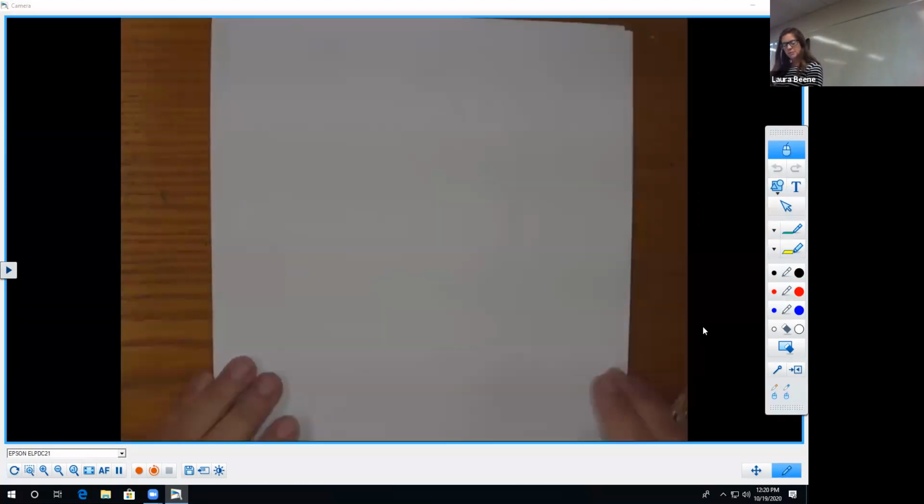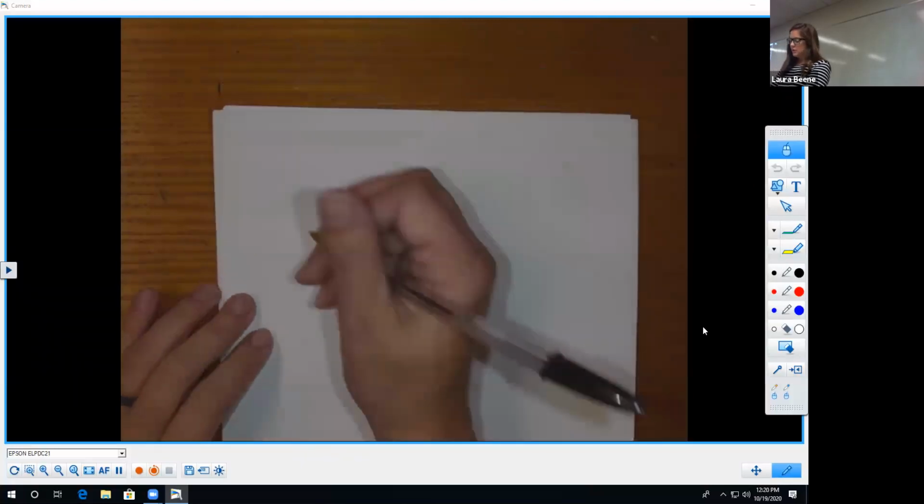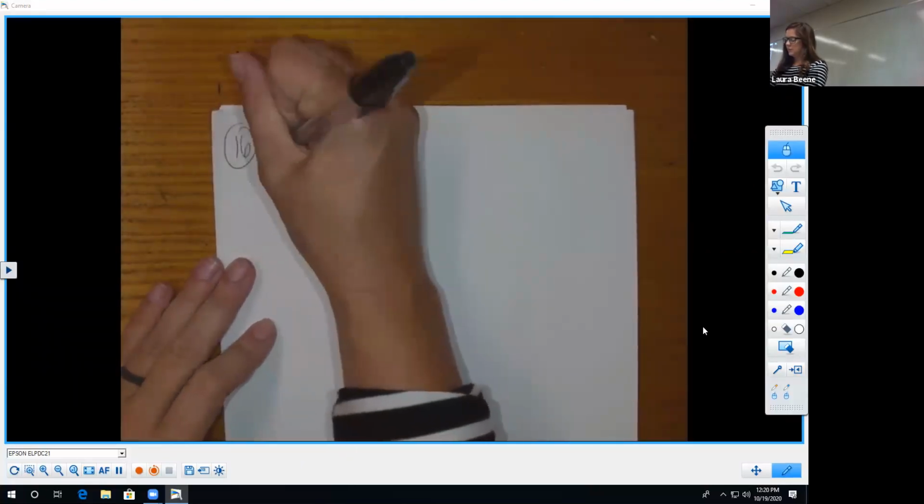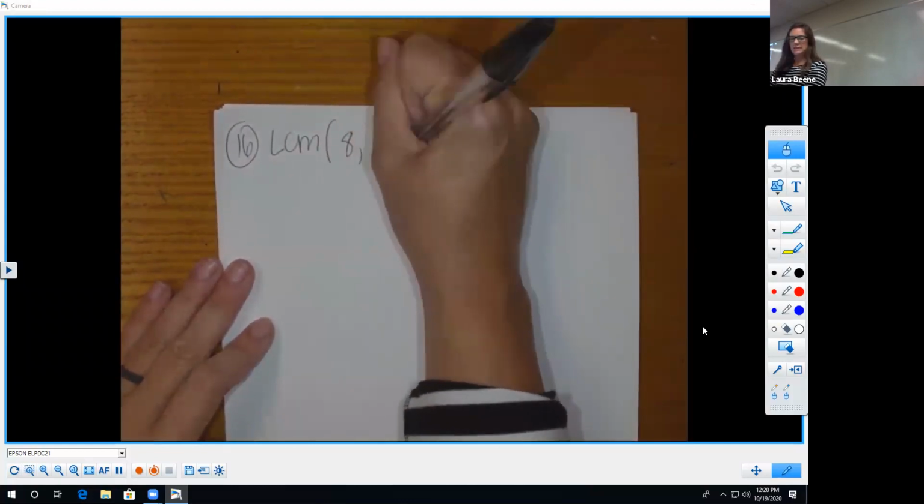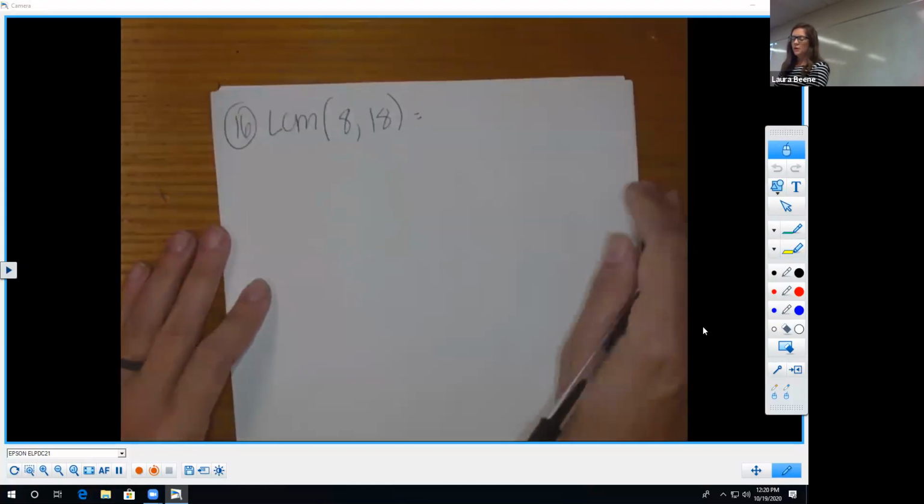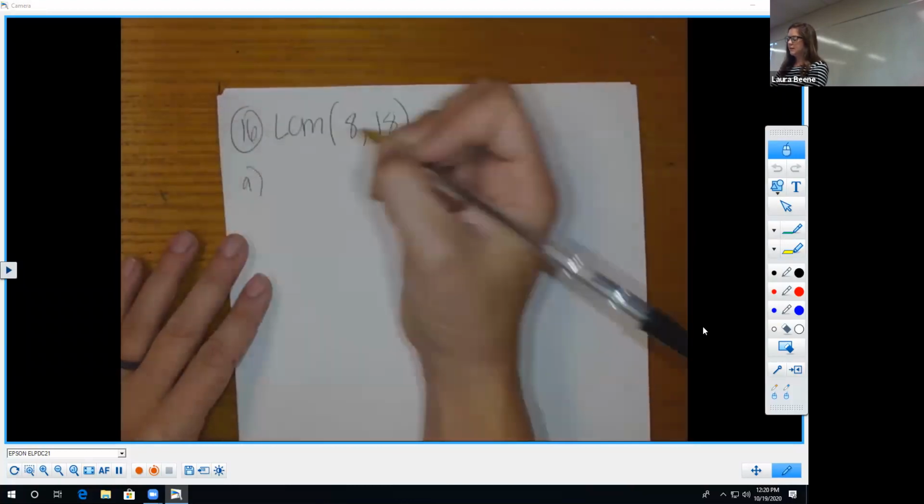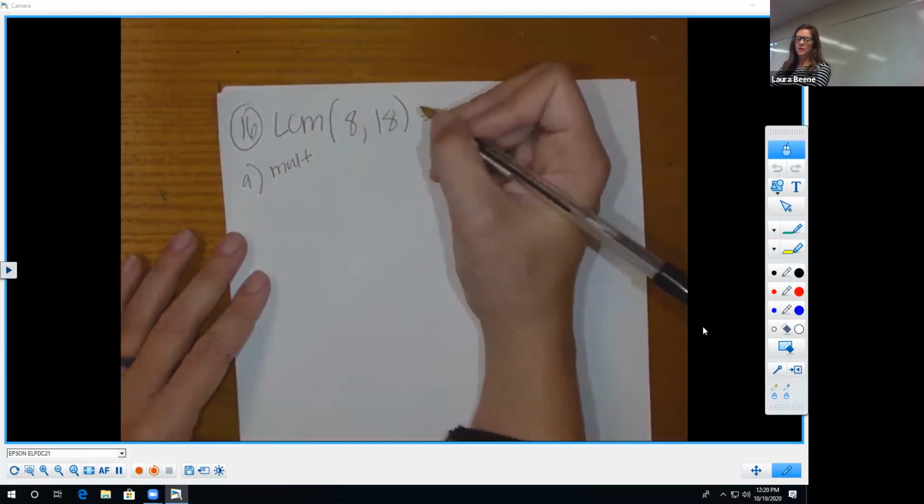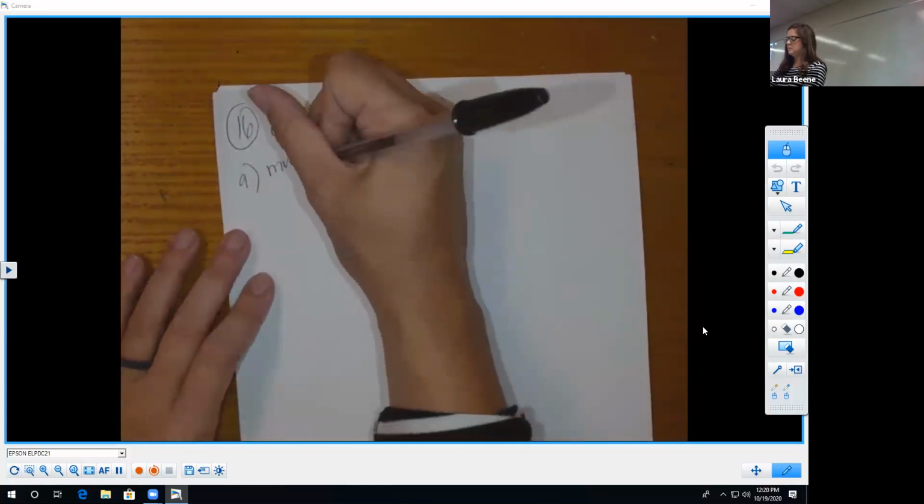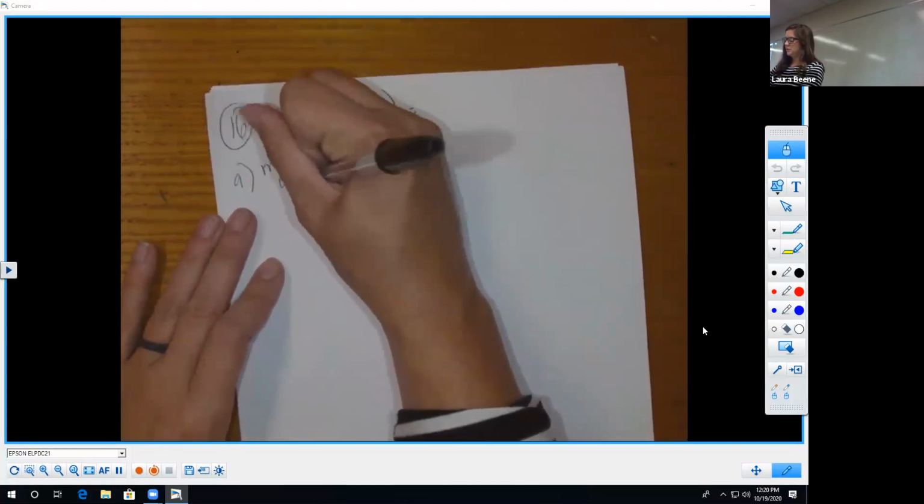16 is least common multiple, and we're going to use all three ways to do this one. So least common multiple of 8 and 18. The first way we're going to do it is by listing all the multiples. Multiples are 8 times 1, 8 times 2, 8 times 3, 18 times 1, 18 times 2, 18 times 3, and so on and so forth.